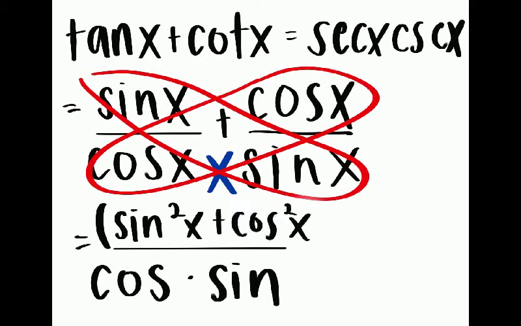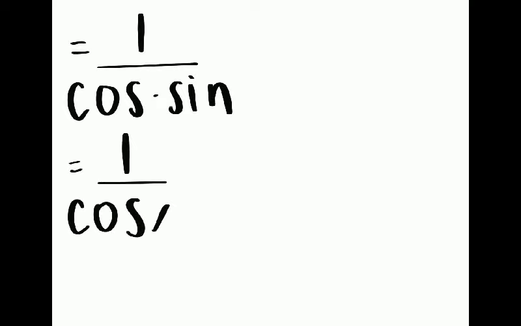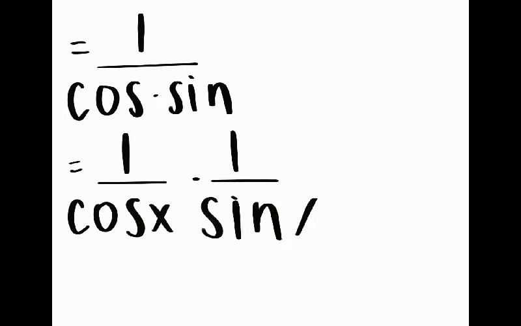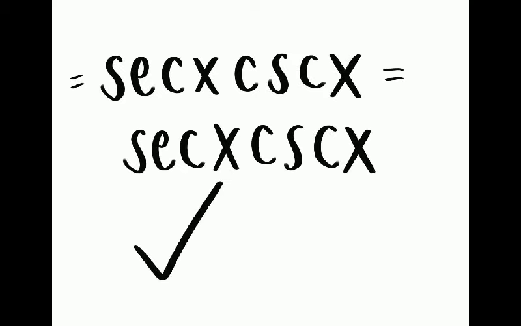Since sine squared x plus cosine squared x is equal to 1, that now leaves us with 1 over cosine times sine. That equals 1 over cosine x times 1 over sine x. And that could be transformed into secant x times cosecant x. And now we have the answer. Secant x times cosecant x is equal to secant x times cosecant x.